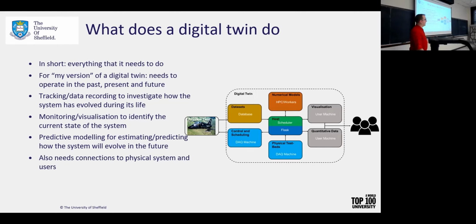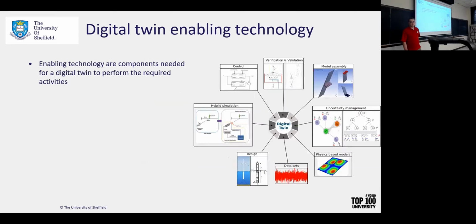And of course, last but not least, there needs to be some type of connection to the physical system. Whether that is physical through sensors, things like that, wires hooking up, maybe Wi-Fi, 5G, whatever you want to use. Or if it's collected data sets that you use to calibrate the models to do everything else. So that's what a digital twin does.